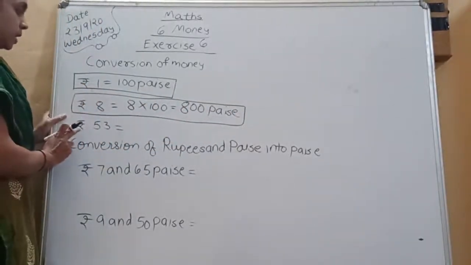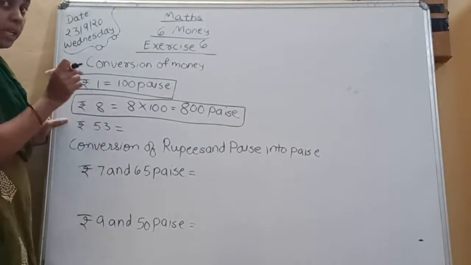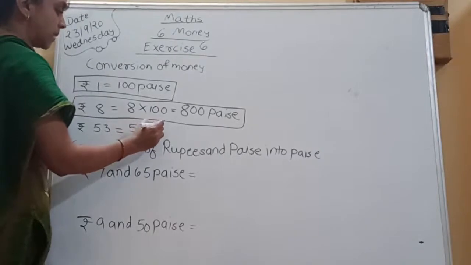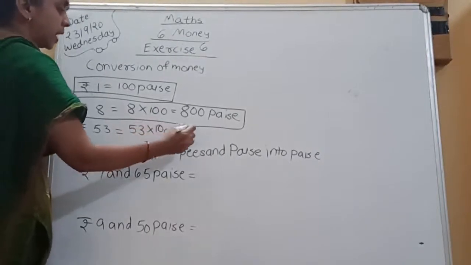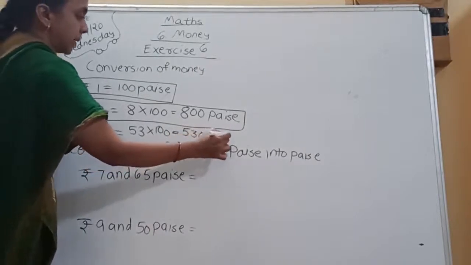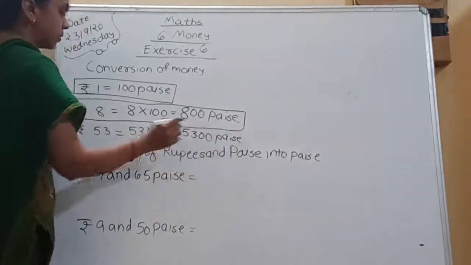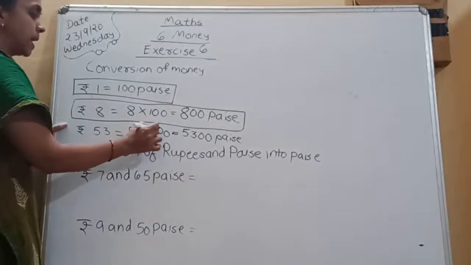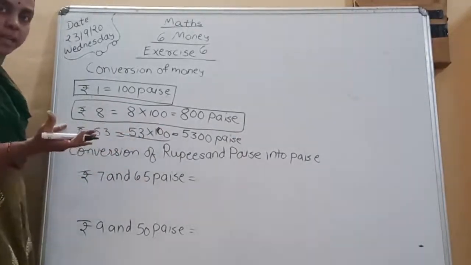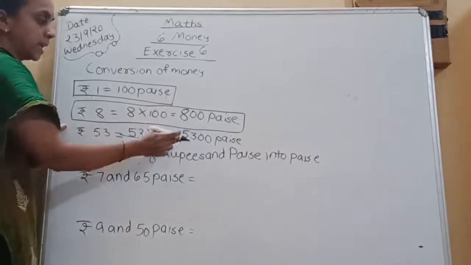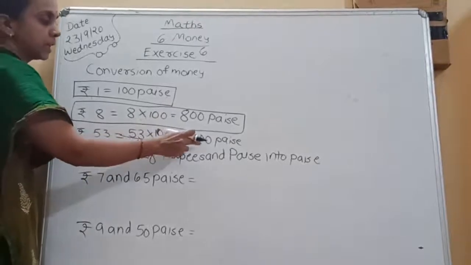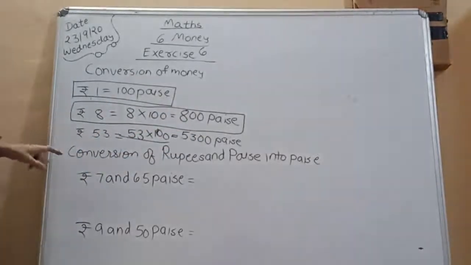Now what is the meaning of rupees 53? So what we have to do here? 53 multiplied by 100. How much? 5300 paise. So just we have to multiply that number by 100. So we will get automatically paise. So how many paise are there in 53 rupees? 5300 paise.